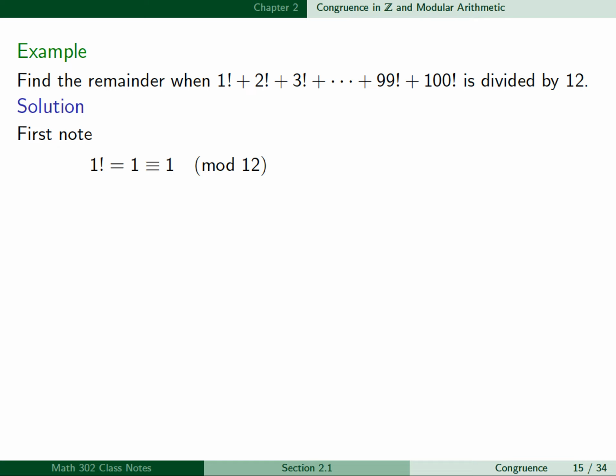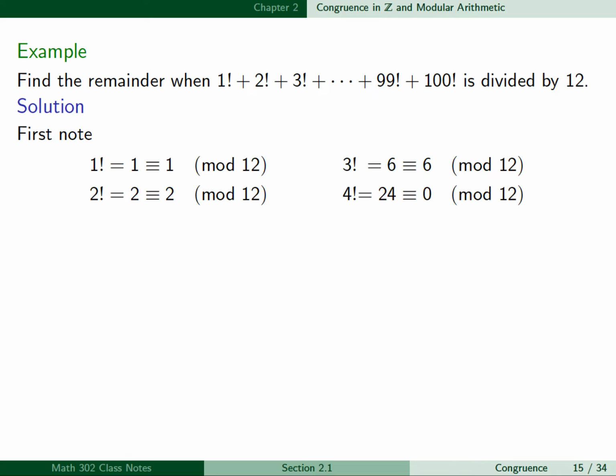And first note that 1 factorial is just 1, which will be congruent to 1 mod 12. 2 factorial is 2, which is just congruent to 2 mod 12. 3 factorial is 6, which is just congruent to 6 mod 12. Now 4 factorial is 24, and that's congruent to 0 mod 12, since 12 divides into 24.